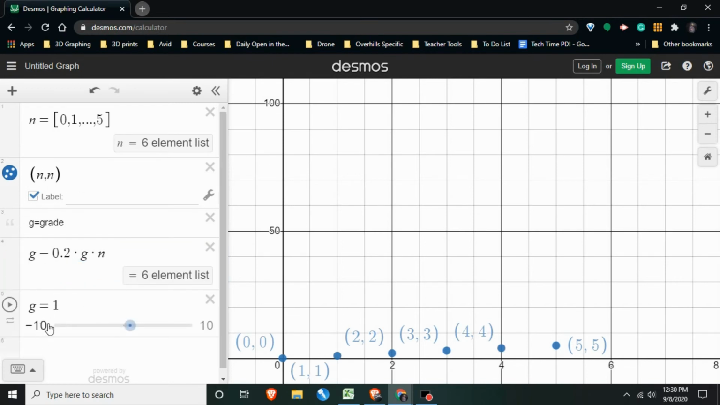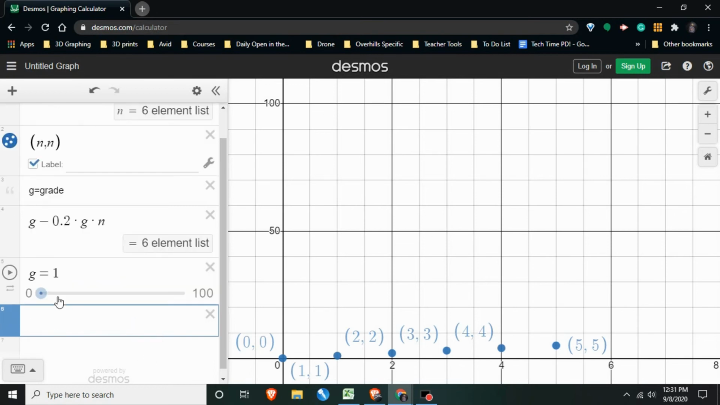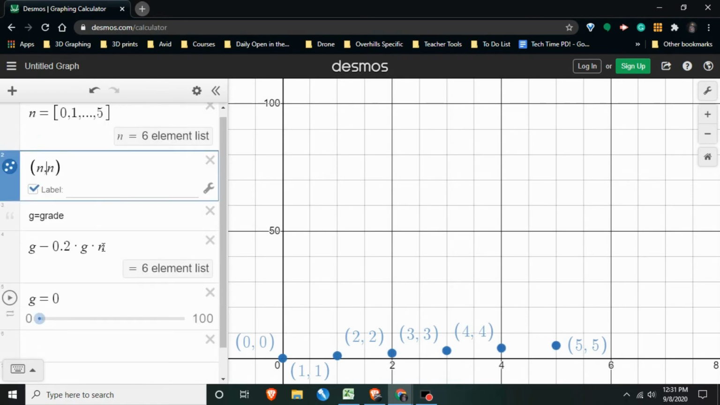Now I need to change the constraints. The lowest that a grade can go is 0, and the highest that the grade can go is 100. And I want this to go in steps of 1. What that's going to do is calculate what my grade is. Again, I could condense this value and factor out a G, but that's not really necessary. This was my dependent variable, which is the y value.